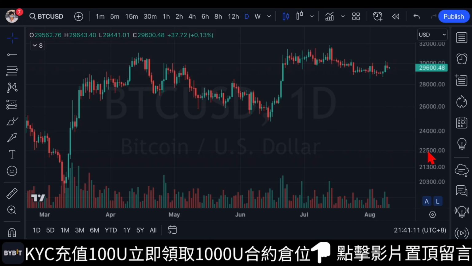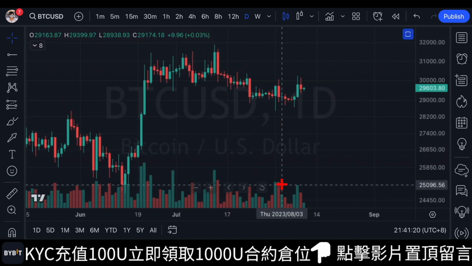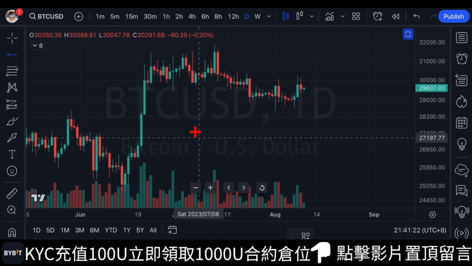How has the power of long and short positions changed after Bitcoin fell back? If you are interested in this question, please follow me. Let's start from the daily line. Now let's look at the daily line.